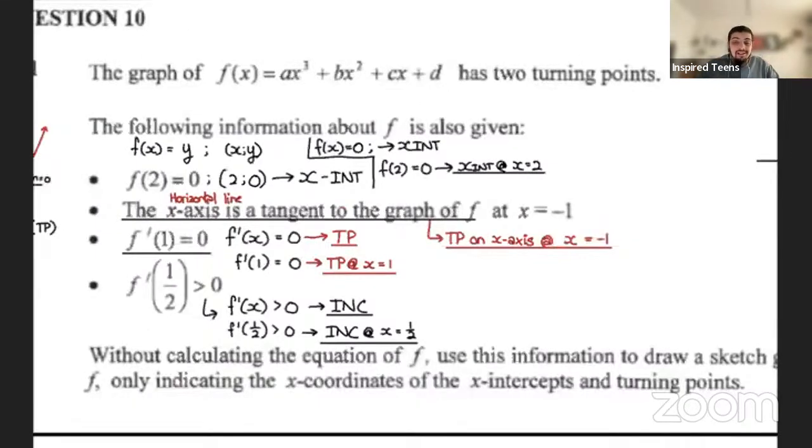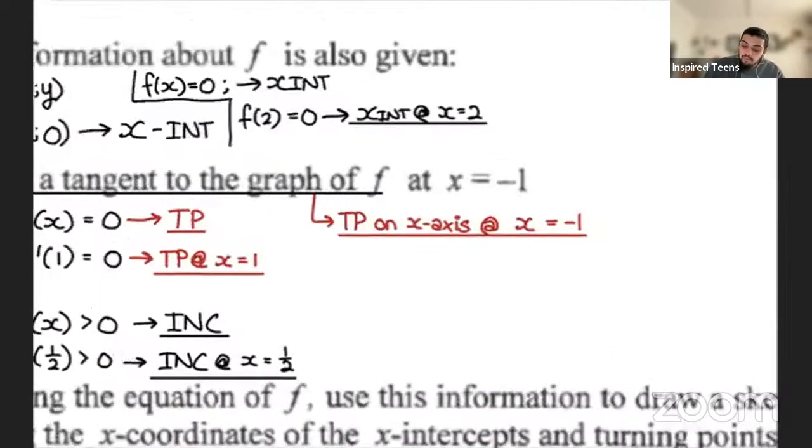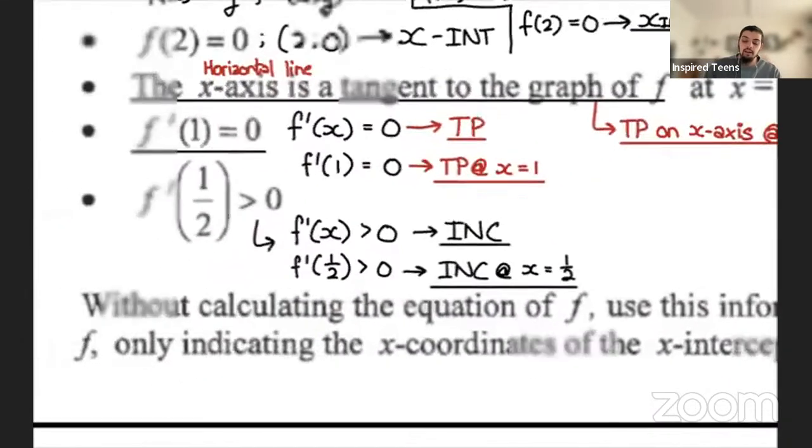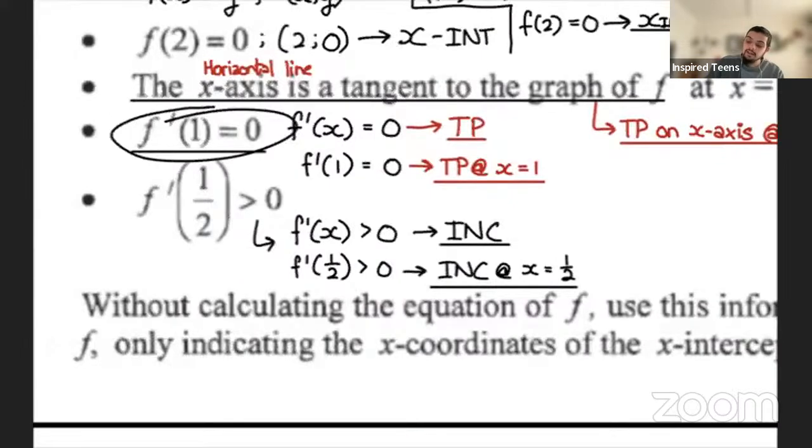So therefore, because the tangent is a horizontal line, we know that at that coordinate there is a turning point, and therefore the turning point is on the x-axis at x is equal to -1. Then we look at first derivative of 1 is equal to 0. So first derivative of x gives us turning point. First derivative of 1 is equal to 0 gives us turning point at x is equal to 1.